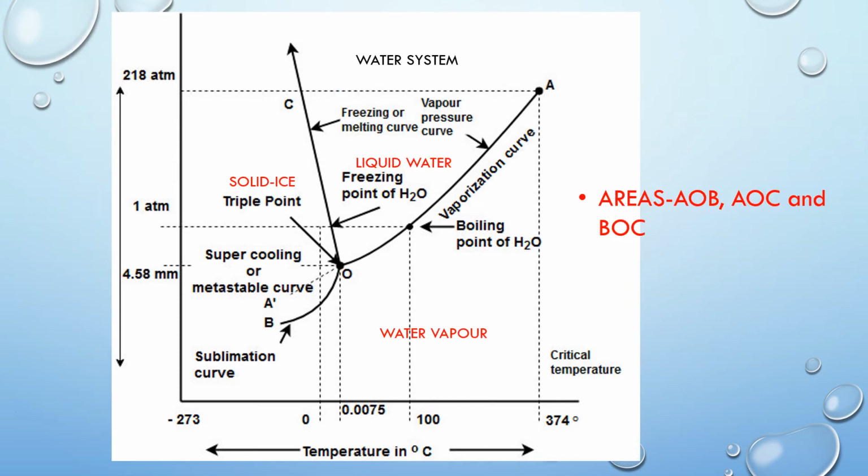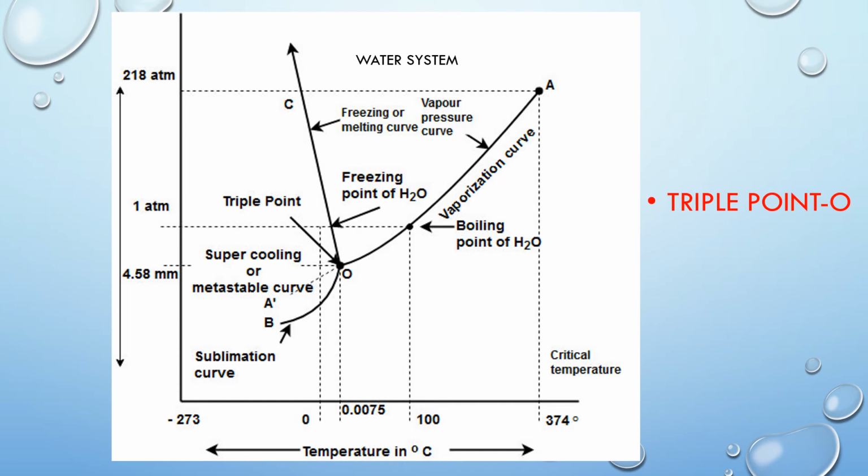The areas in the diagram AOB, AOC and BOC represent the conditions of temperature and pressure under which any of the different phases, say ice, water or vapor, can have a stable existence. To define the system at any point in these areas, we need to know both temperature and pressure, or the system is bivariant in these areas.